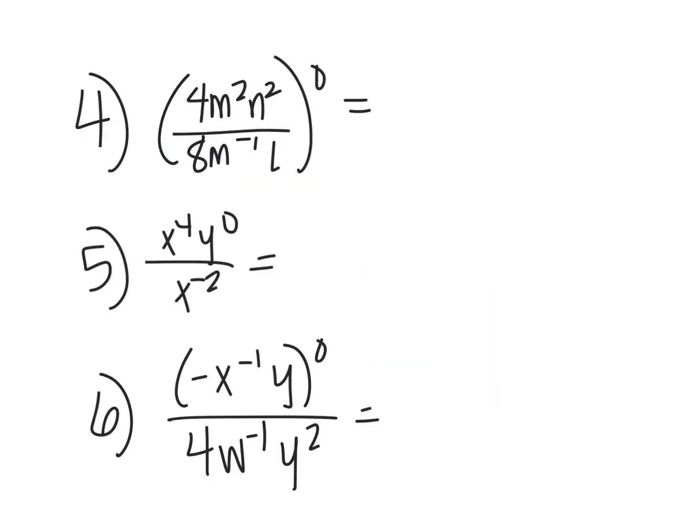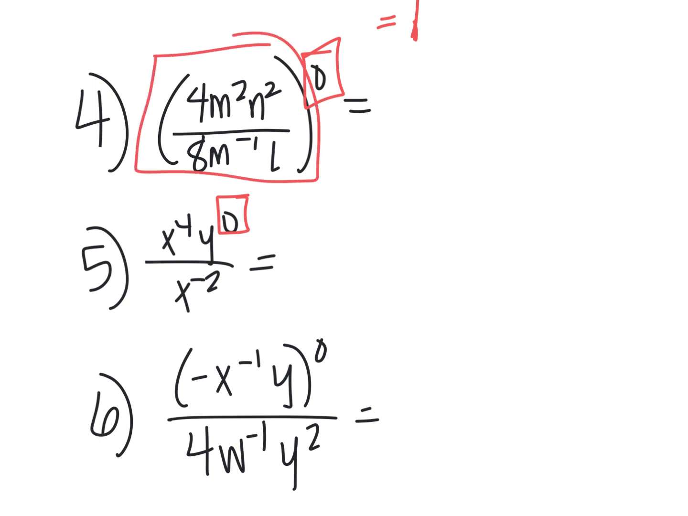So for 4, 5, and 6, remember that anything to the power of 0 equals 1. So this whole thing right here, you don't even need to simplify it or anything because it's all to the power of 0. So it is all going to equal 1. Pause the video and do 5 and 6 on your own and then come back and check.